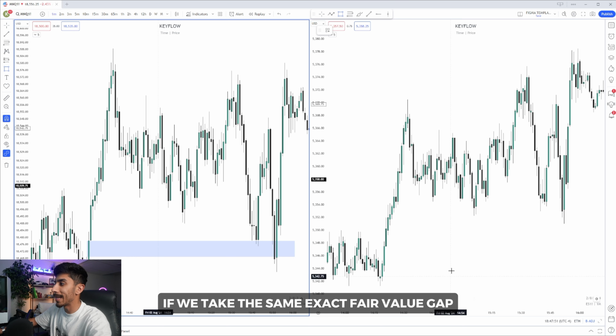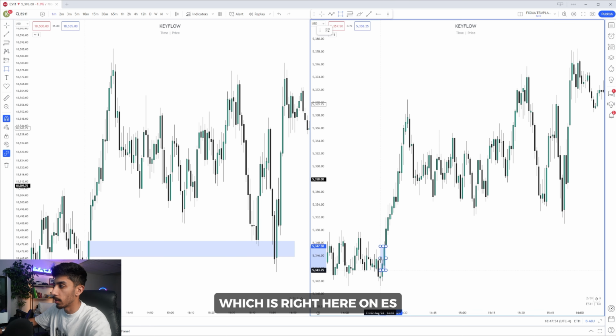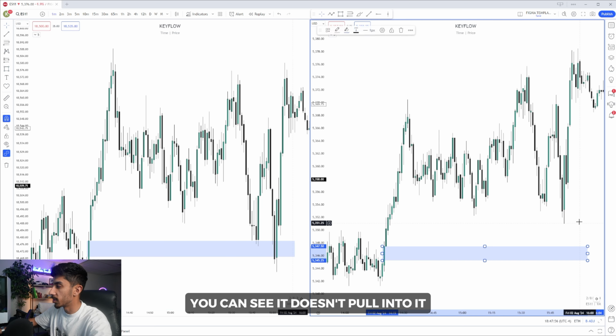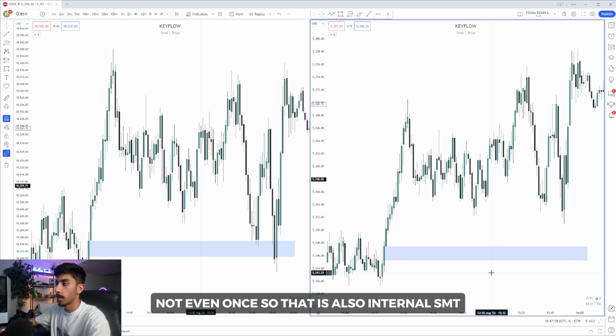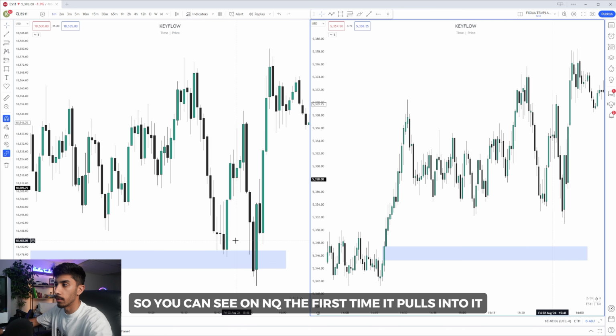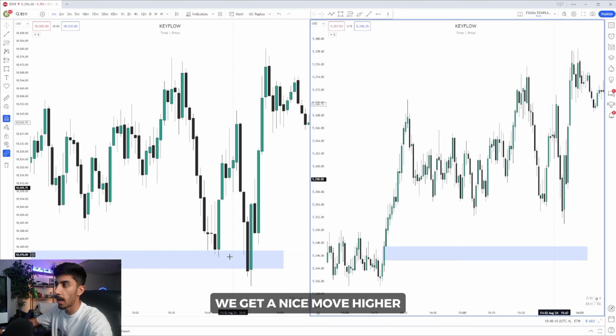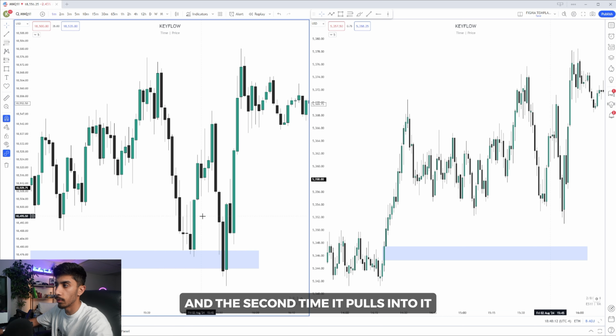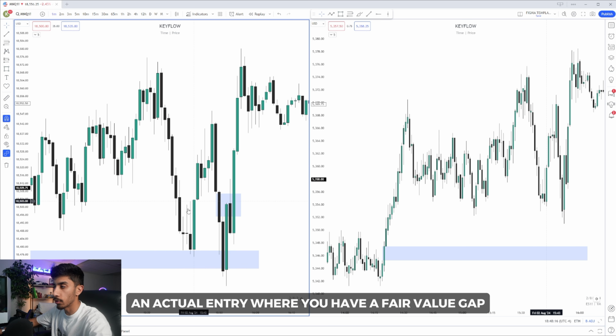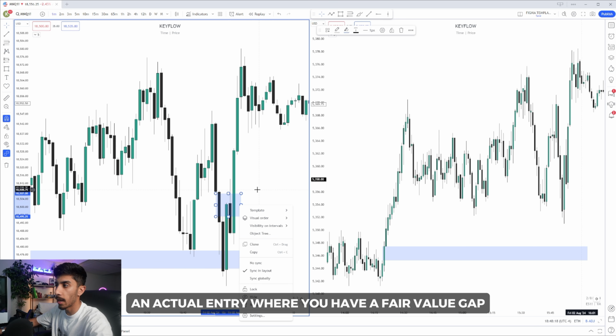If we take the same exact fair value gap, which is right here on ES, you can see it doesn't pull into it, not even once. So that is also internal SMT, and we can take long positions off of that. So you can see on NQ, the first time it pulls into it, we get a nice move higher. And the second time it pulls into it, you get another nice move higher, but this time it gives you obviously an actual entry where you have a fair value gap, right?